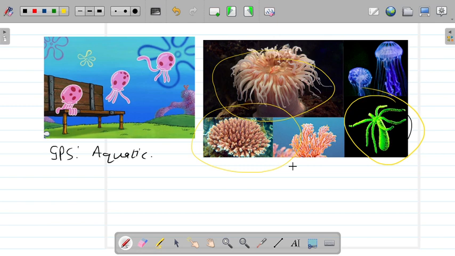Now let's take a look at their structure. If you look at a jellyfish, for example, if I was to draw one from the top, let's say this is our jellyfish. How many tentacles? One, two. How many tentacles does a jellyfish have? Many, right? But for the sake of this, we're just going to draw 6. There's a jellyfish. We drew a jellyfish from the top.